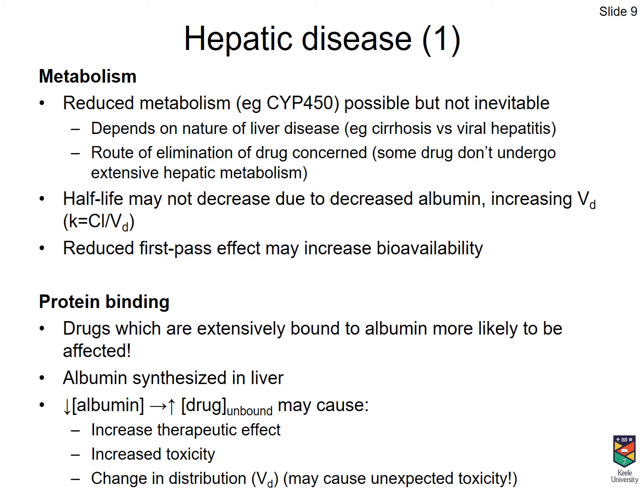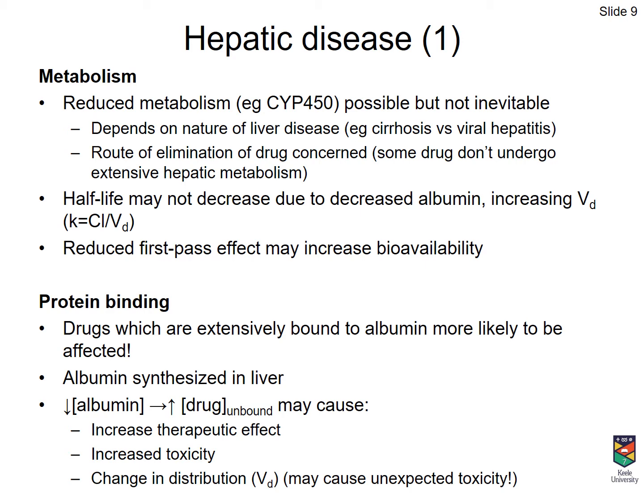So if a patient has liver cirrhosis, where part of the liver tissue has been replaced by scar tissue, then it's quite possible that metabolism is going to be reduced. If, on the other hand, a patient has viral hepatitis, which leads to basically liver inflammation, then it's less likely that the metabolism is going to be reduced. So the nature of the liver disease can also determine whether the hepatic disease is going to cause a change in drug metabolism or not.